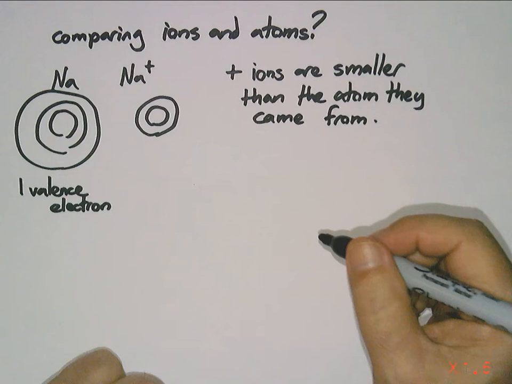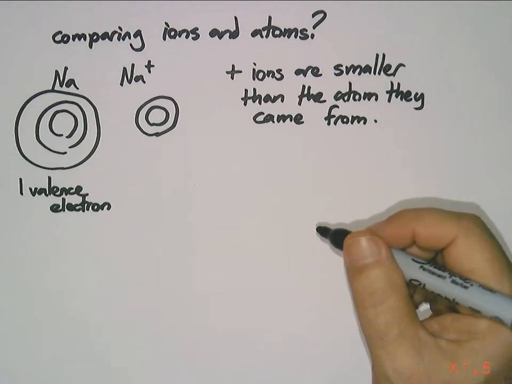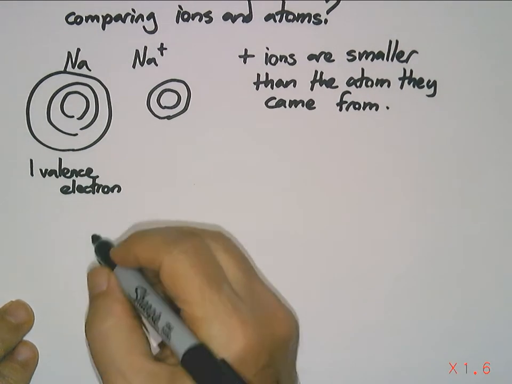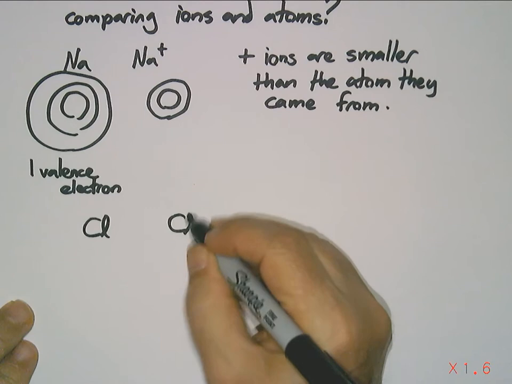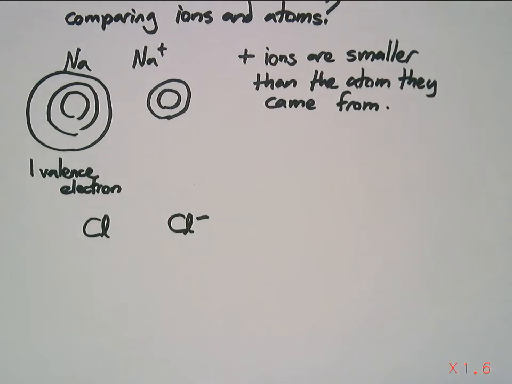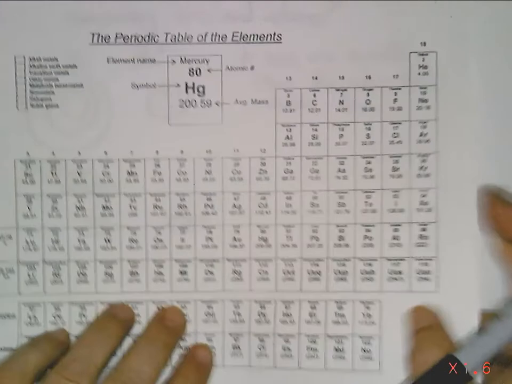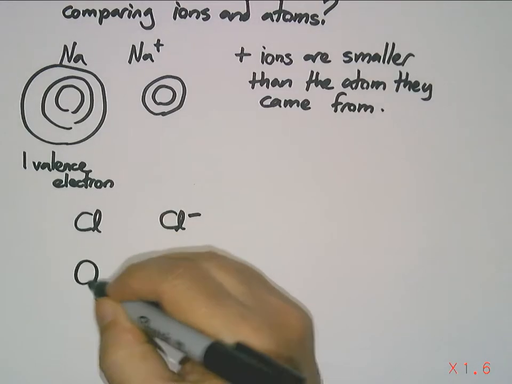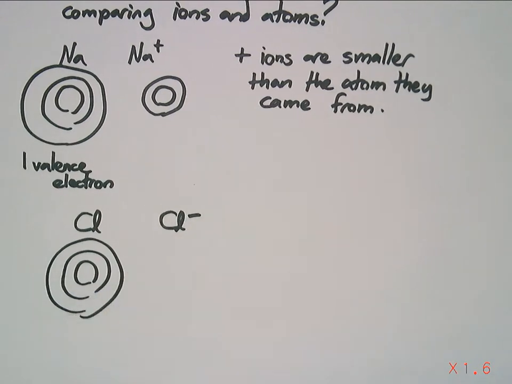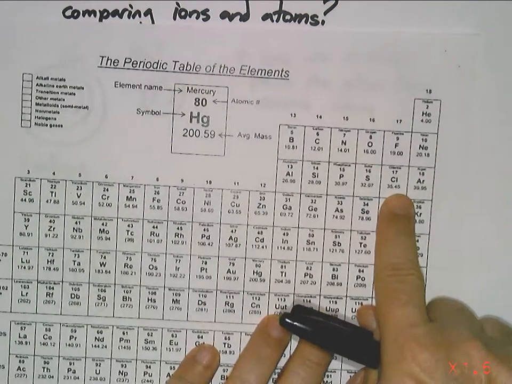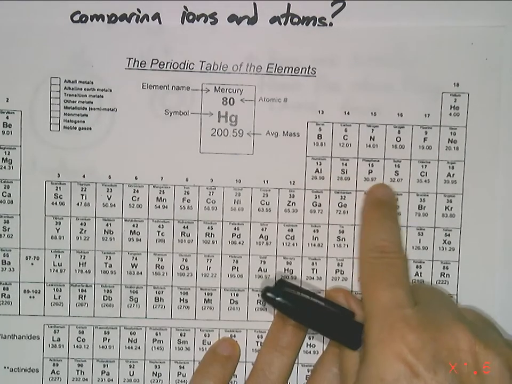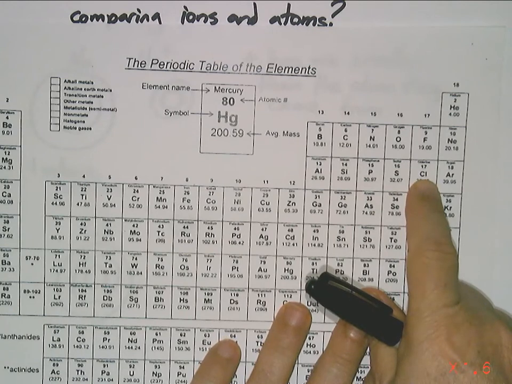Now, what happens if you have a negative ion? Like, let's compare chlorine and chloride, which is what they call this. We're going to learn about naming them in a future lesson. Well, where's chlorine? There it is. It's got 3 shells. Outer shell has how many electrons in it? 1, 2, 3, 4, 5, 6, 7 electrons in the outer shell.